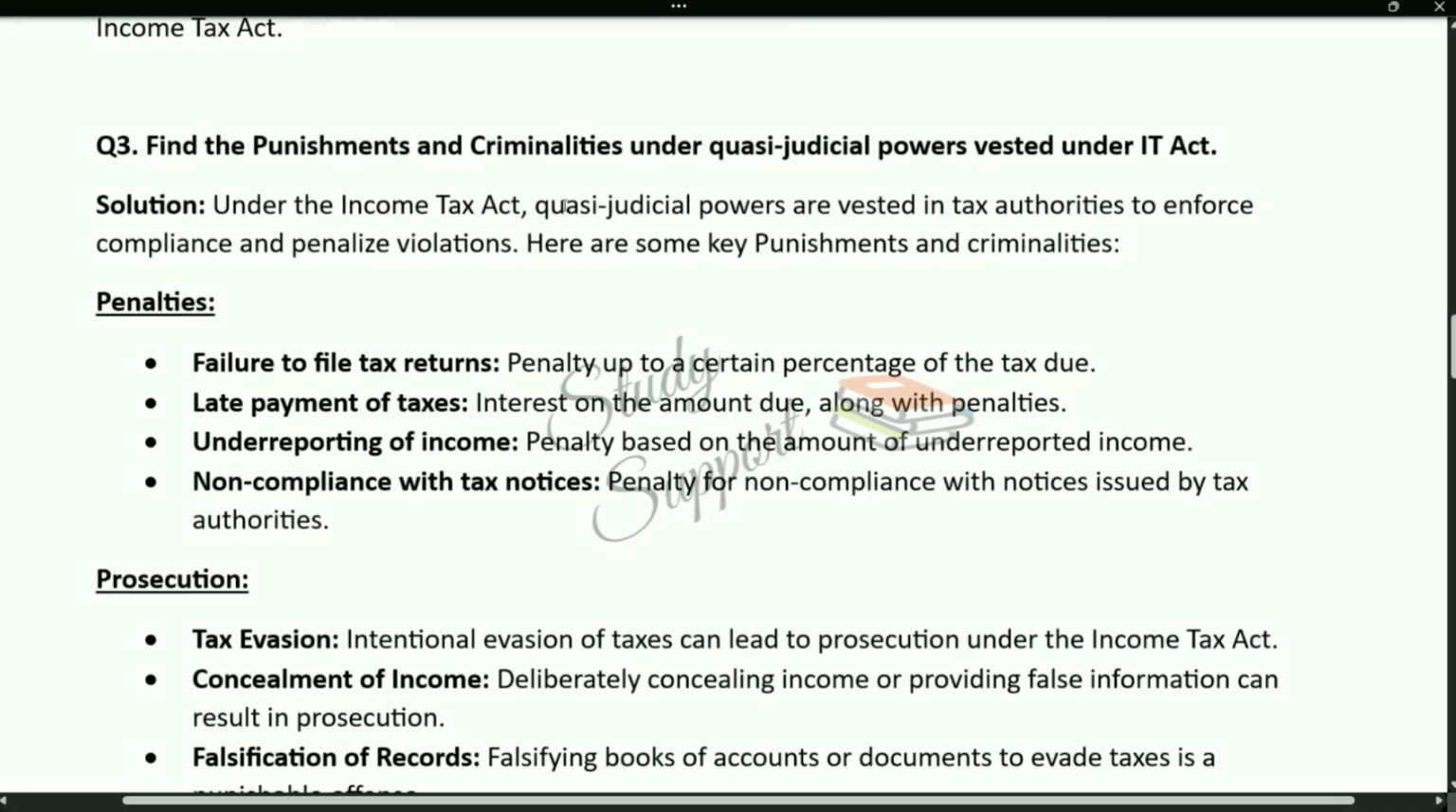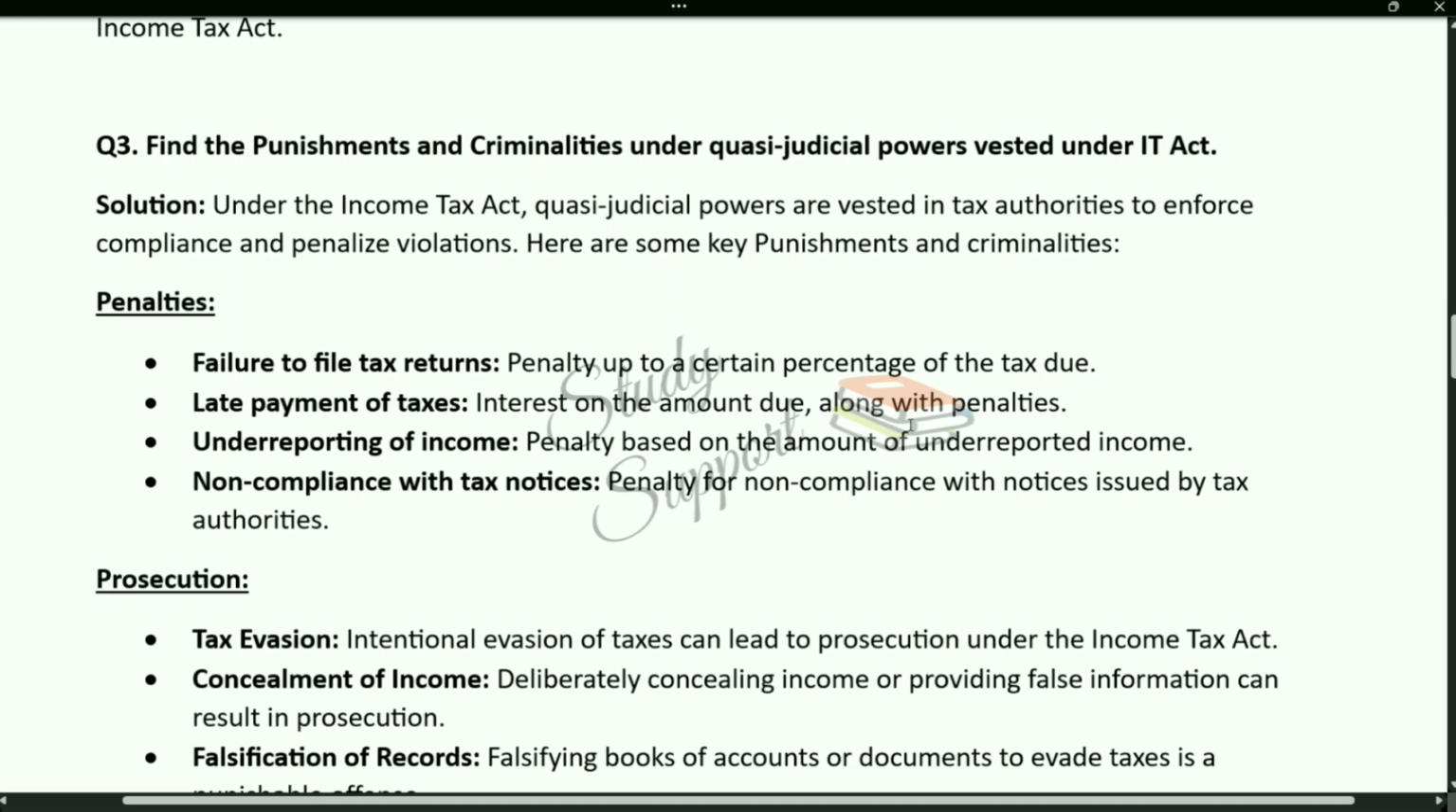Question 3. Find the punishments and criminalities under quasi-judicial powers vested under the IT Act. Solution: Under the Income Tax Act, quasi-judicial powers are vested in tax authorities to enforce compliance and penalize violations. Here are some key punishments and criminalities. Penalties. Failure to file tax returns, penalty up to a certain percentage of the tax due.